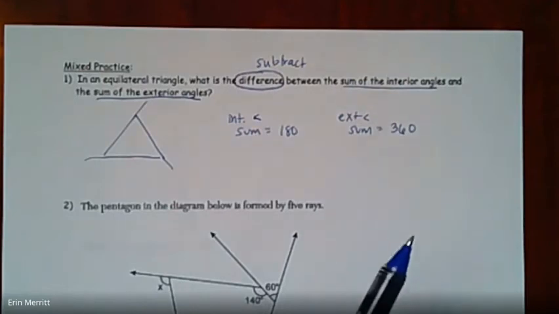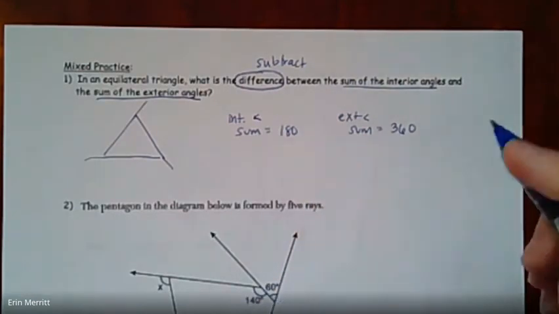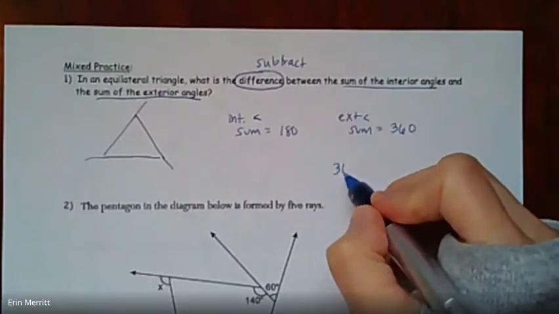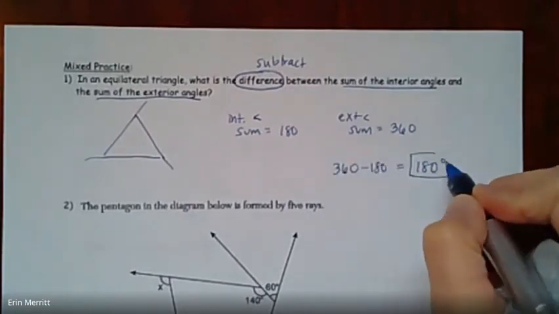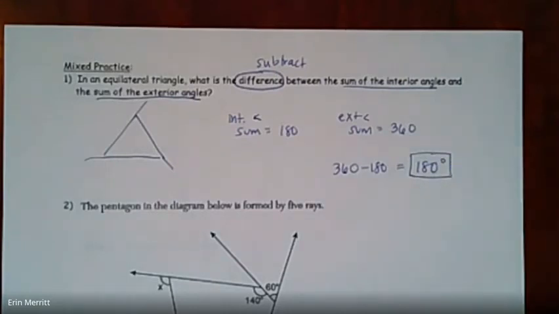So what is the difference between the interiors and the exteriors? That would be 360 minus 180. It would be a 180-degree difference there. Okay. Don't worry about positive versus negative. They're just saying how much different the two values are.